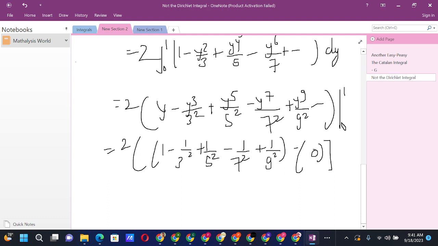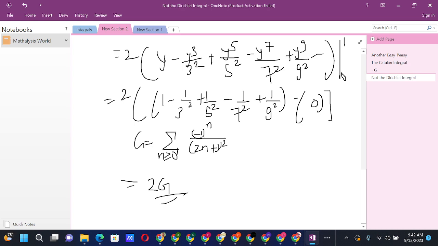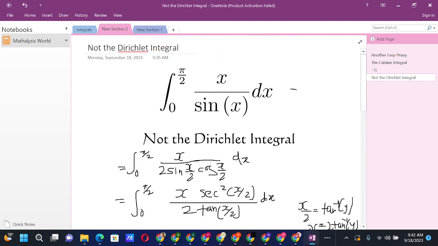And now you might notice that this is just the series for Catalan's constant. Catalan's constant G is the sum from n greater than or equal to 0 of negative 1 to the power n over 2n plus 1 whole square. And so this is exactly Catalan's constant. So the answer is 2 times G. Not the gravitational constant, it's Catalan's constant, okay? So we got that the answer is 2 times Catalan's constant G.